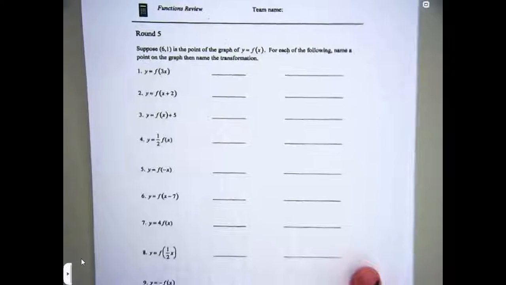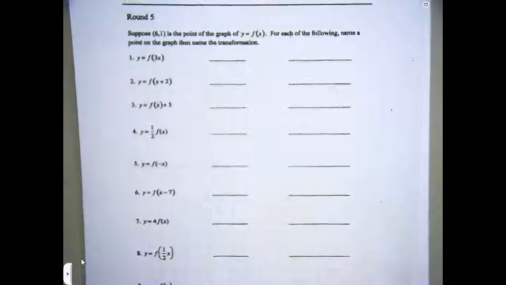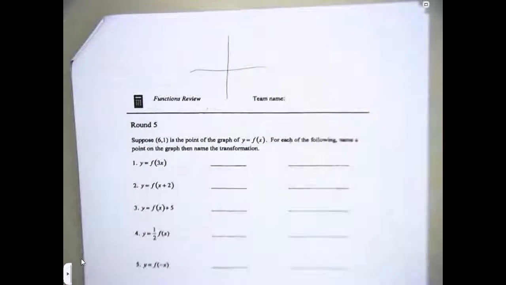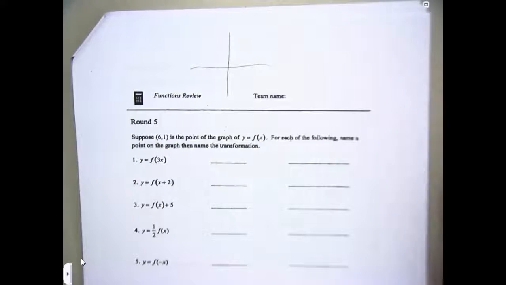Okay, here we go. Let's turn the page. Let's see how well we understand input-output here. Suppose (6,1) is a point on the graph of f of x. If you want, just come on up here and let's plot (6,1). Everyone plot (6,1). Just draw a quick graph, grid, and plot (6,1).